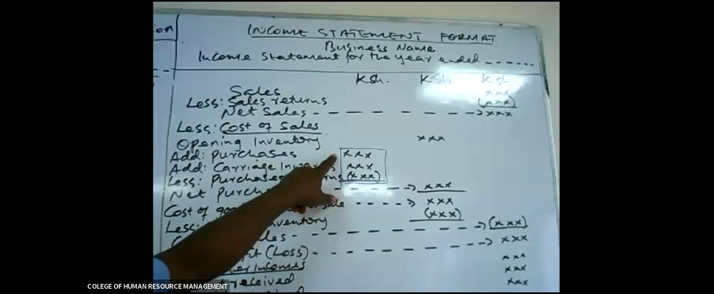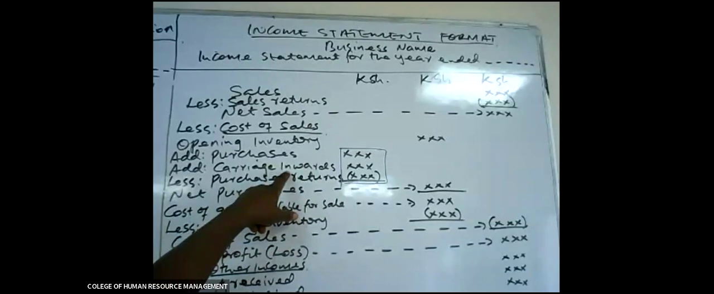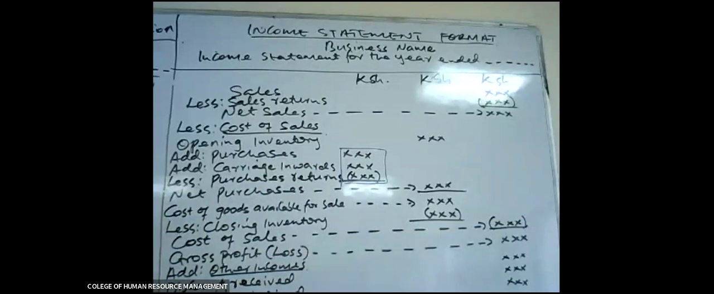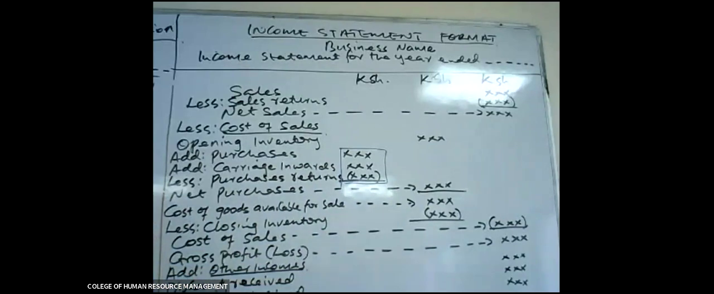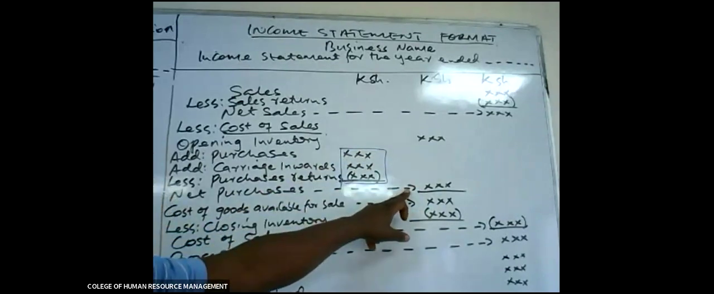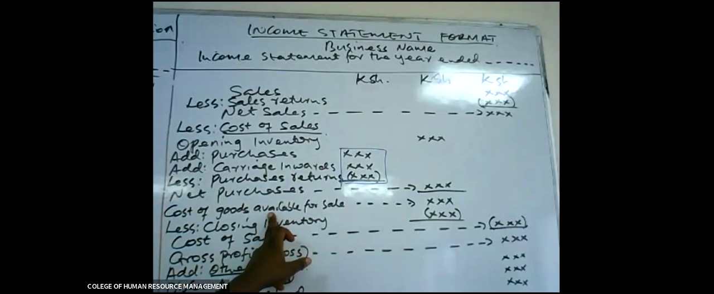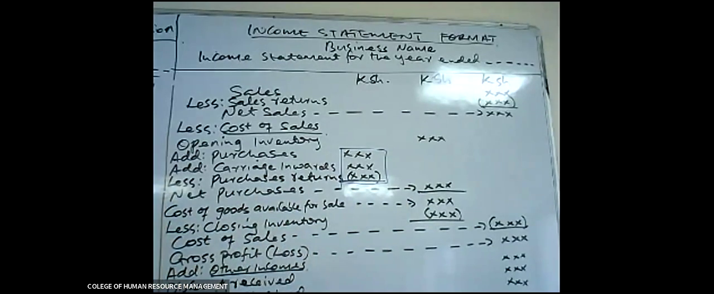The cost, this is the amount that we paid the suppliers, that is the purchases. You then incurred the transportation cost on them. You add that. Then you less the value of goods that were returned to the suppliers as purchases returns. Sometimes we call them return outwards. After you have done that, you get the net figure for the items that you purchased. Opening inventory plus the net purchases gives you what we call the cost of goods available for sale. What we have available for sale in that period.